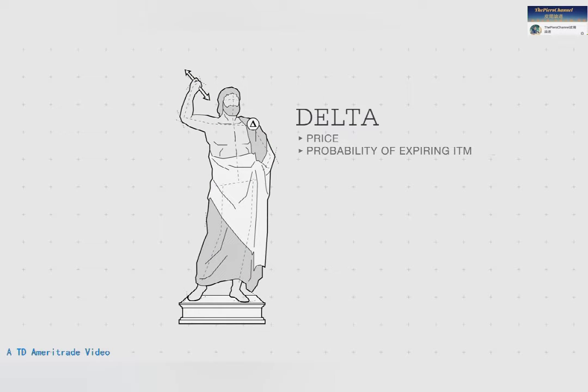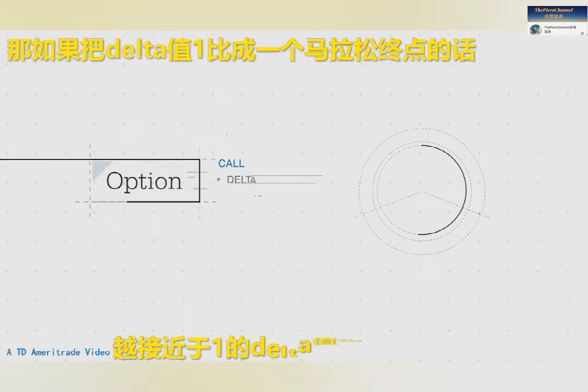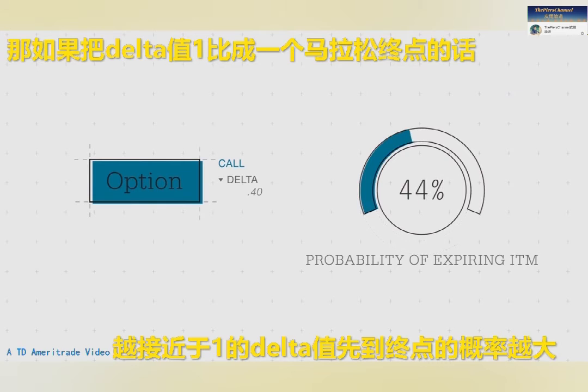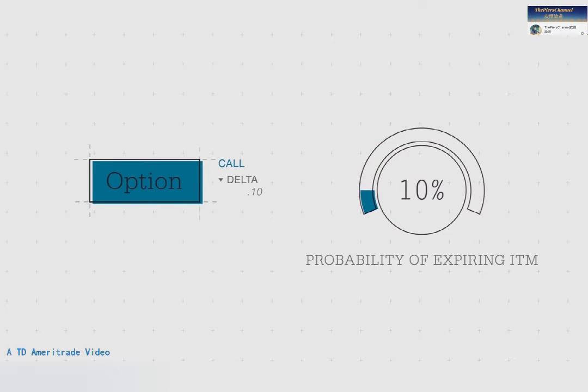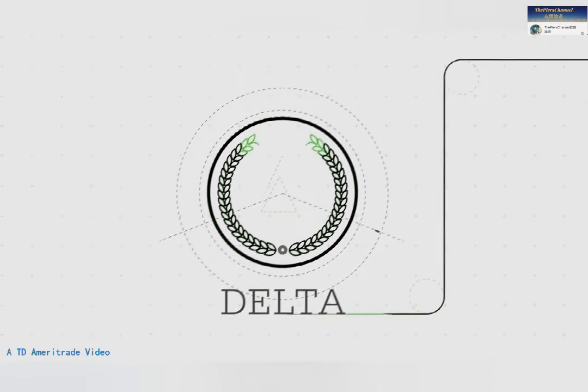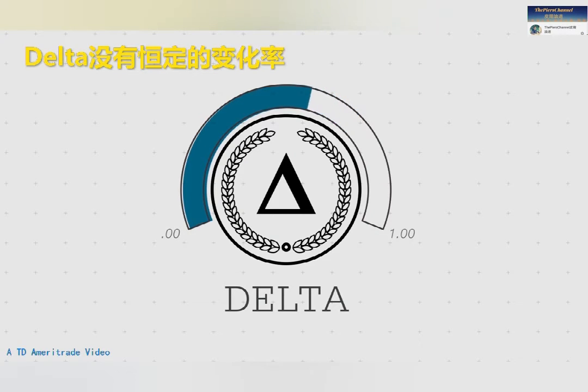Delta has another important use as well. Some traders might use it to estimate an option's probability of expiring in the money. For example, an option with a delta of 0.40 can also be interpreted as having a 40% chance of expiring in the money. The lower the delta, the lower the odds that the option will expire in the money. One important thing to note about delta is that it doesn't have a constant rate of change. It grows as an option moves further in the money and shrinks as it moves further out of the money.